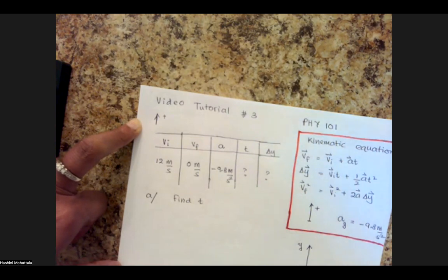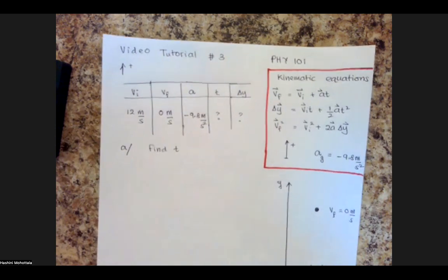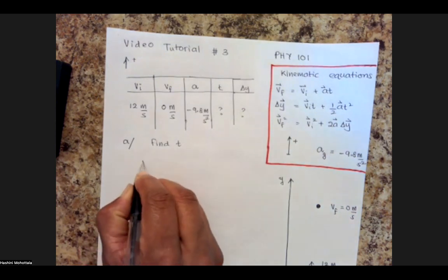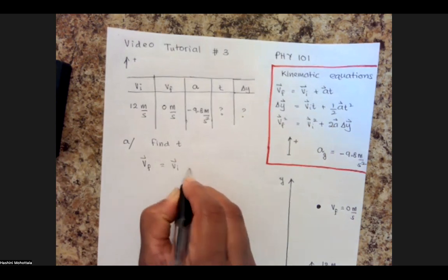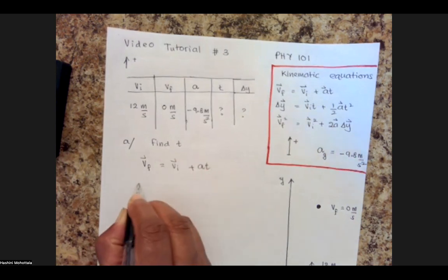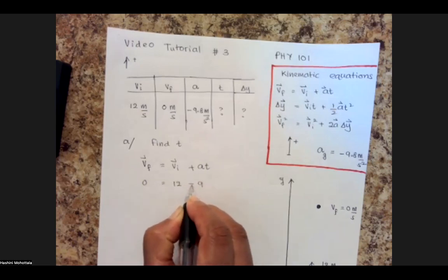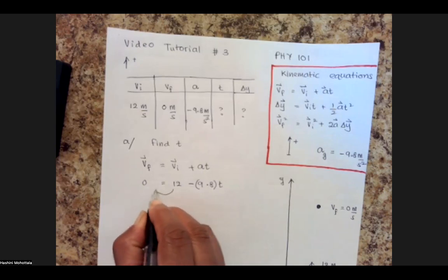Pause the video and decide what equation you need to use to find t. Okay, so here we have the three equations. We have v final, v initial, and a. I believe you paused the video and decided what equation to use. The equation that you need is v final equals v initial plus a t. So v final is 0, v initial is 12, a is negative 9.8. So I directly put that negative out here, and then the time is t, and I take this 12 to the other side.